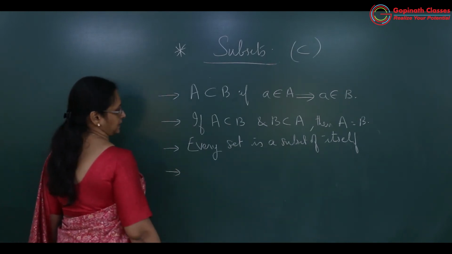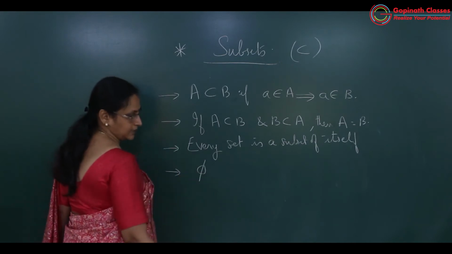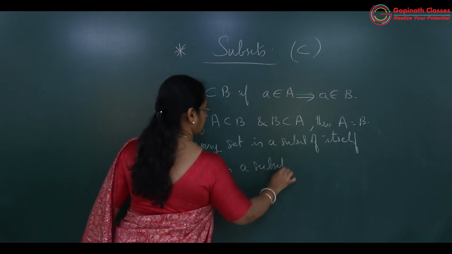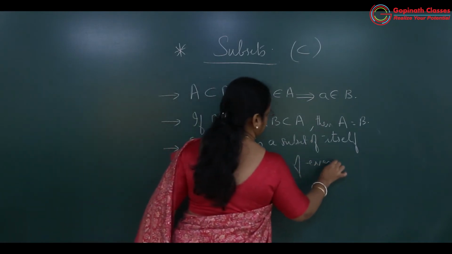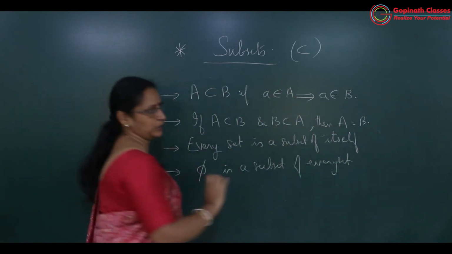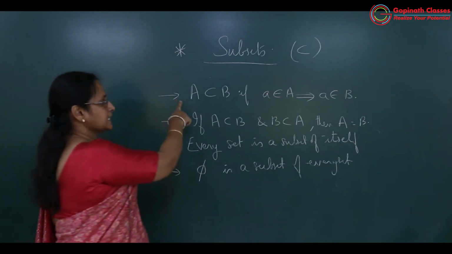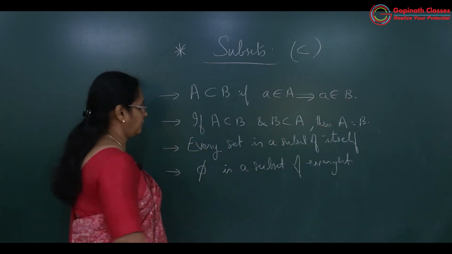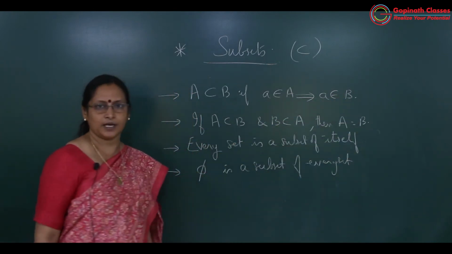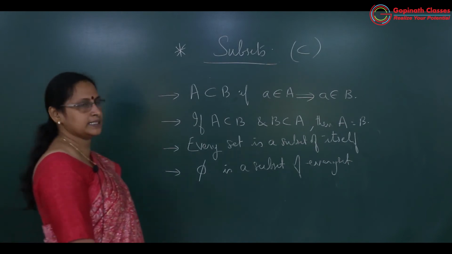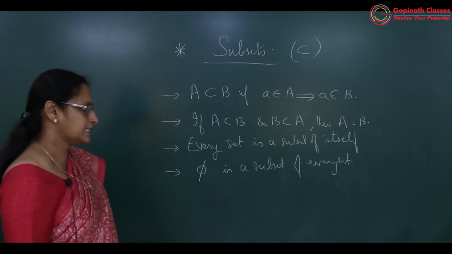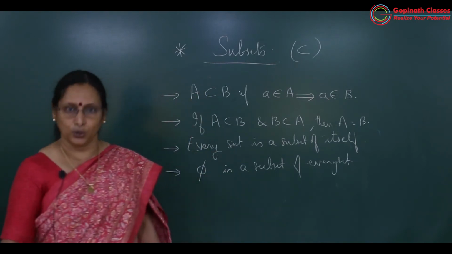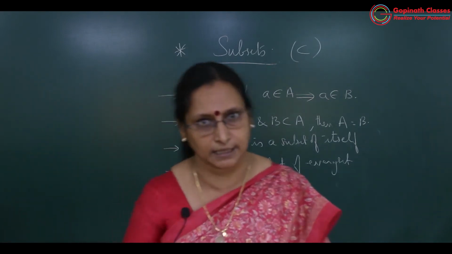Very important point. And null set, that is empty set, null set is a subset of every set. So these points you have to note down. A is a subset of B if a belongs to A implies a belongs to B. If A is a subset of B and B is a subset of A, then A is equal to B. Every set is a subset of itself and null set is a subset of every set. So these 4 points you have to note down. Hope you understood what is meant by subset.